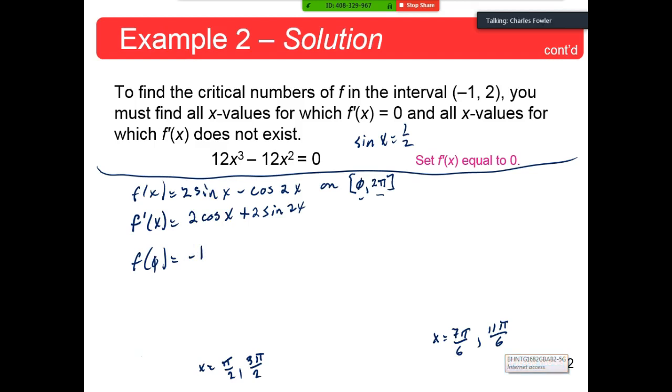Okay, so let's go to the next one. Looks like the next one may be pi halves. So let's do f of pi halves. What's the sine of pi halves? Sine of pi half, yes. Or for those of you who like degrees better, it's 90 degrees. What's that? 1. 2 times 1 is? 2 times 1, yes.